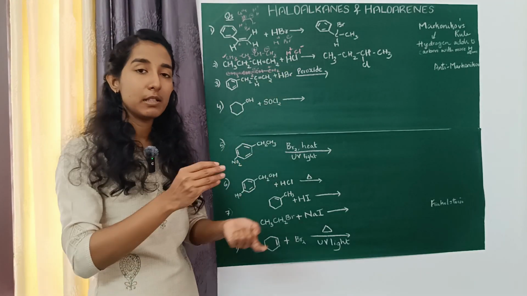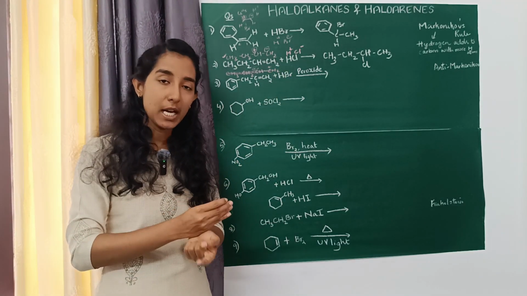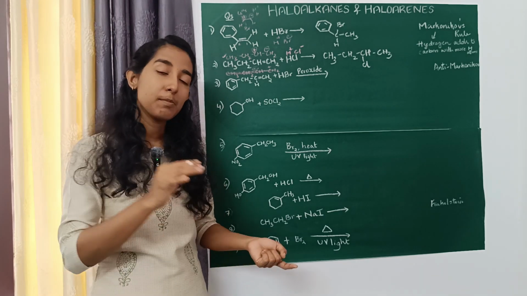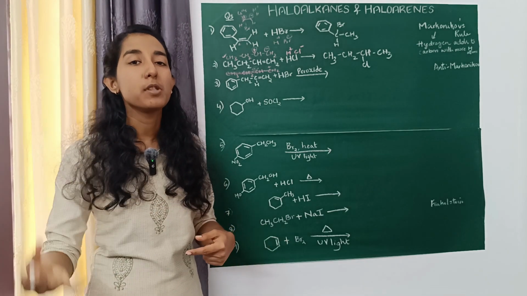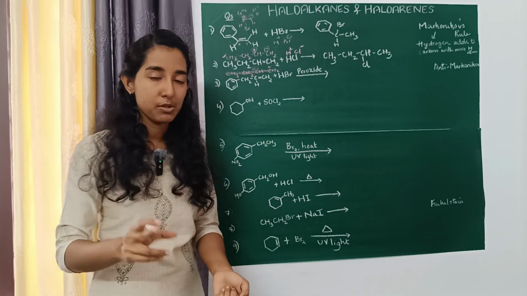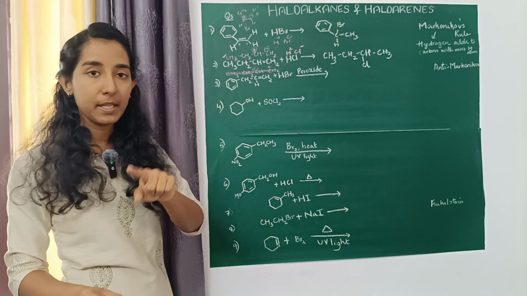So earlier what we said was that hydrogen will be added to the carbon having more number of hydrogen atoms, right? But as per anti-Markovnikov's rule, it is just the opposite of Markovnikov's rule. So hydrogen will be added to the carbon having less number of hydrogen atoms. Okay. So here also you can break.